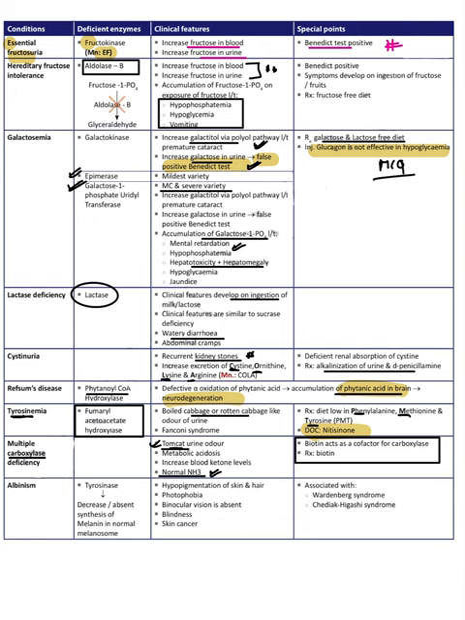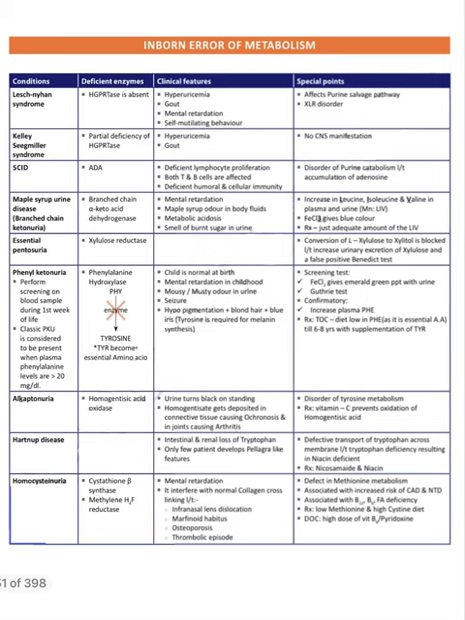Then guys, you have albinism. Albinism is white, basically white colored hair, guys. There is deficiency of the tyrosinase enzyme, guys. There is hypopigmentation of both skin and hair, guys. And there are two syndromes that are associated. One is the Waardenburg syndrome and one is the Chediak-Higashi syndrome, guys.